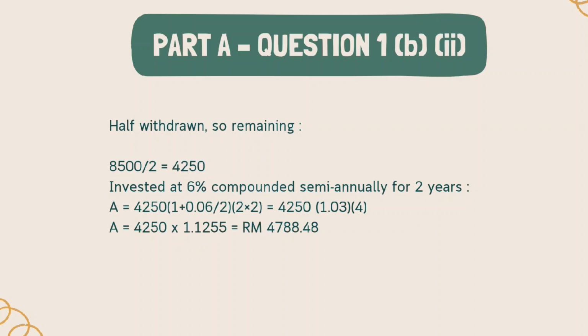So we proceed to the calculation, which is A equals 4,250 times bracket 1 plus 0.06 divided by 2, to the power of 2 times 2, and we get 4,250 times 1.03 to the power of 4. We just simplify it using the calculator, so I get 4,250 times 1.1255, and we get the answer, which is 4,788 and 48 cents. Thank you very much.